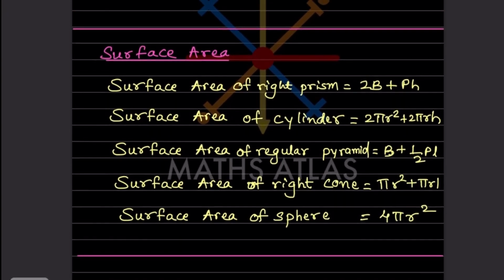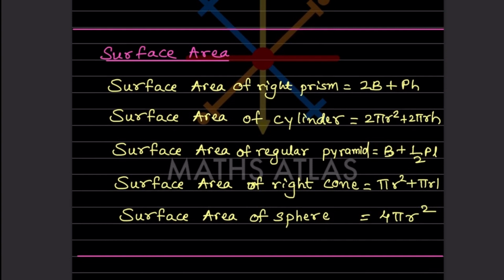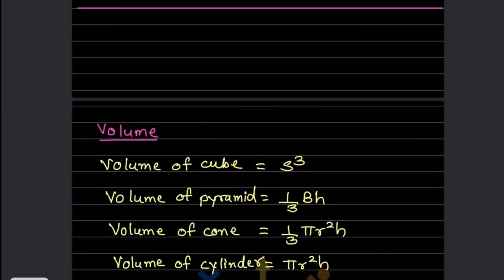Surface area. Now let us see the surface area of right prism. This will be 2B plus pH. Surface area of cylinder, that is 2 pi r square plus 2 pi rh. Now surface area of regular pyramid, B plus half PL. Surface area of right cone, this is going to be pi r square plus pi r l. Surface area of sphere, that is 4 pi r square. So this you have to remember.